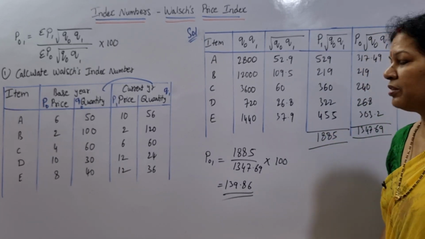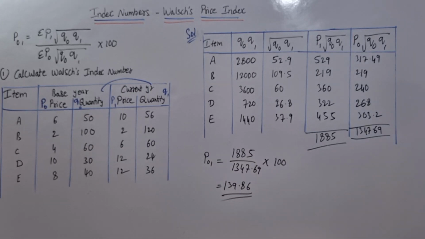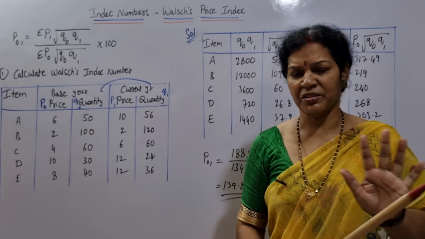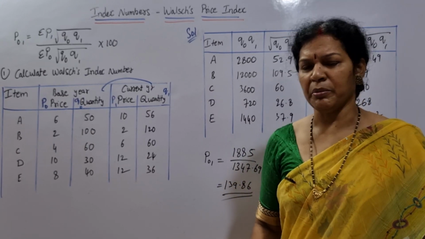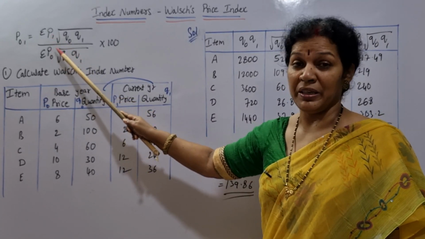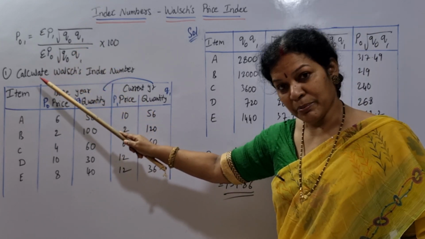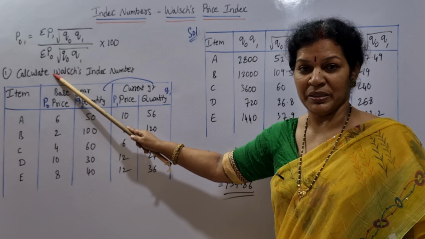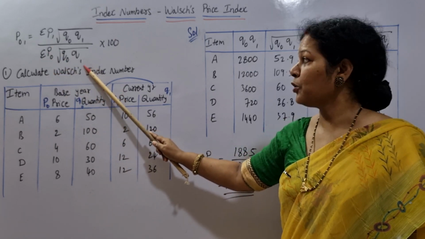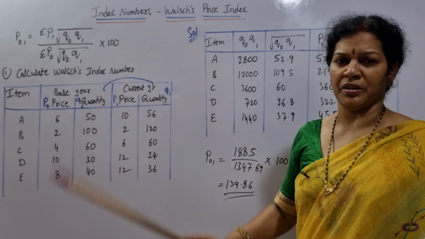Let me explain it once. Want to take a screenshot? Yes. Let me explain. This is very simple. The only formula you have to remember: sigma P1 into root of Q1, Q0, divided by sigma P0 into root of Q1, Q0, into 100.